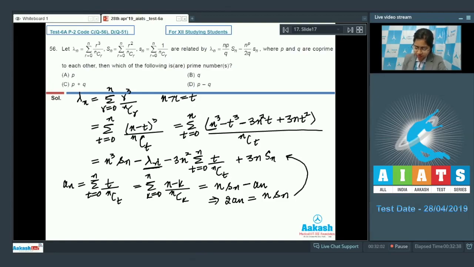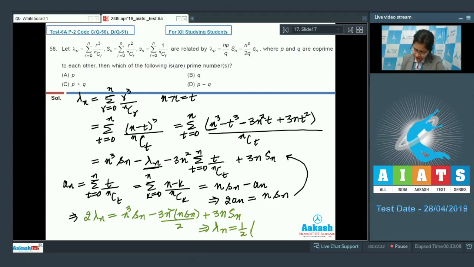Now taking this lambda n on the left hand side, this can be written as 2 times lambda n equal to n cube small sn minus 3n square into an, that is n into small sn upon 2, plus 3n into capital Sn. So lambda n is equal to 1 by 2 times minus n cube upon 2 into small sn plus 3n into capital Sn.